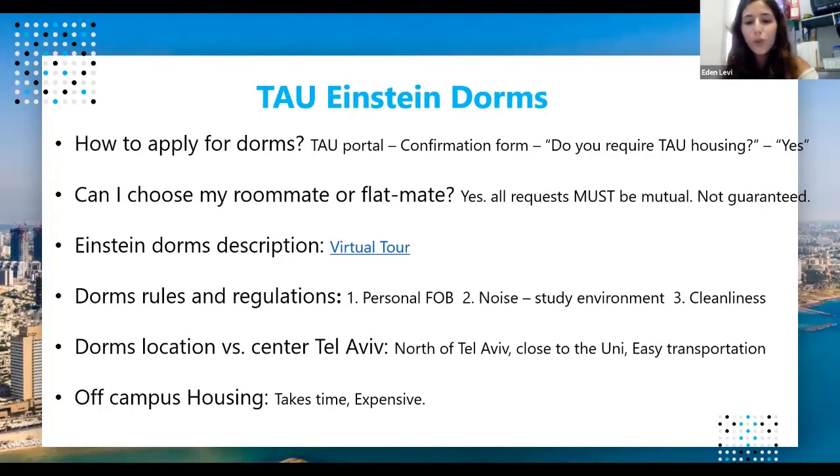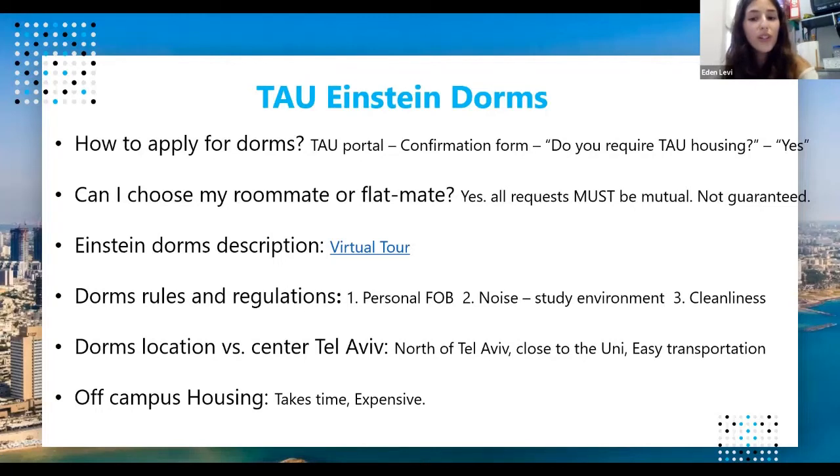The second rule relates to the fact that the dorms are supposed to be quiet during the day and definitely quiet during the night to make sure students are able to actually study and sleep. So we do encourage social gatherings in the dorms, but loud partying, please go to a club, and don't worry, Tel Aviv is full of them, but Guy will talk about it later. So partying, loud music, or shouting, you can actually get a fine for it. So make sure you don't do that.